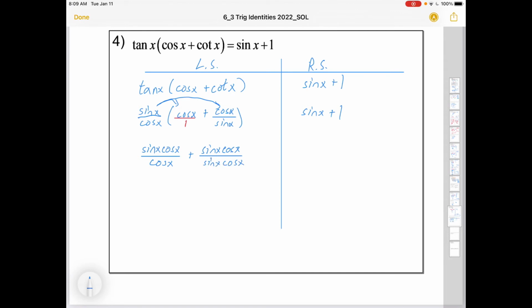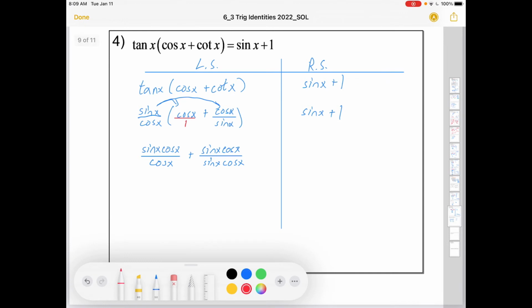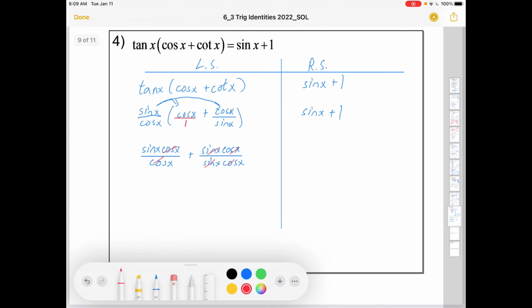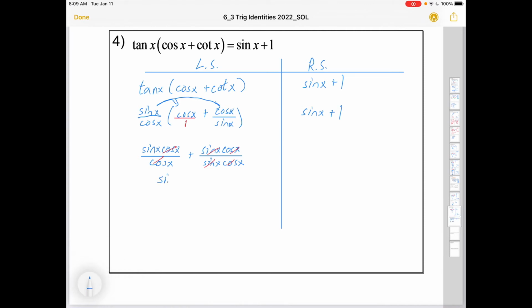And then we can see what divides out. So you can see in that first one, those cos x's divide out. In this one, everything divides out. What are we left with? Sine x plus 1. It's okay with me if you skip straight from here to here, from the second step to the last step.